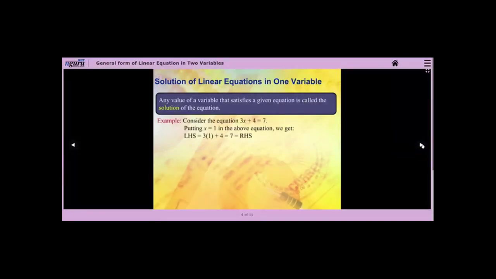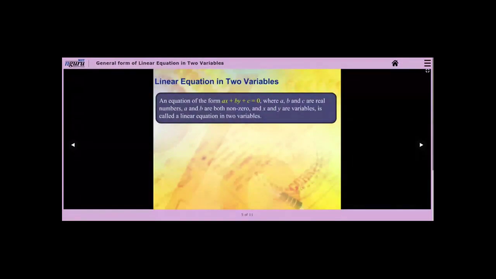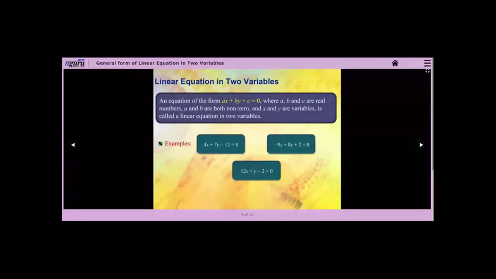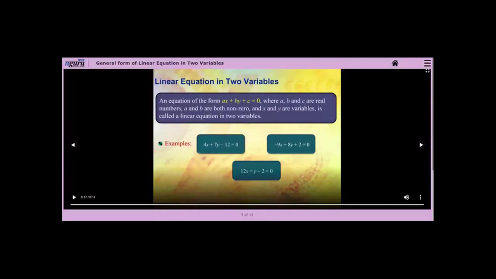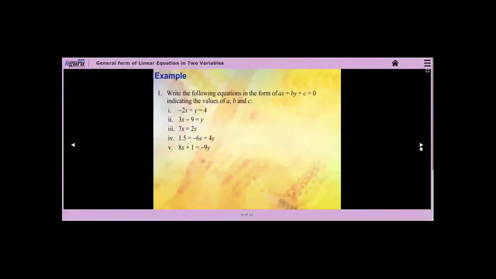An equation of the form shown, where a, b and c are real numbers, a and b are both non-zero, and x and y are variables, is called a linear equation in two variables. Here are some examples to better understand the definition. What is the meaning of real numbers? All rational and irrational numbers together are called real numbers. Correct?